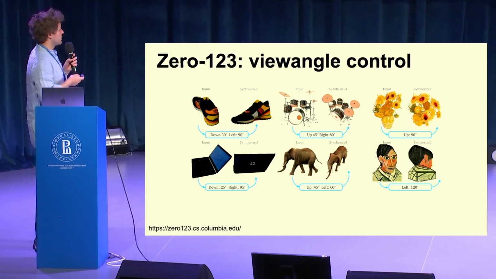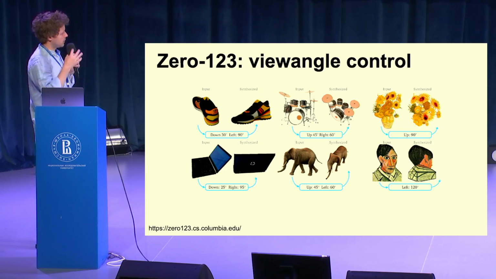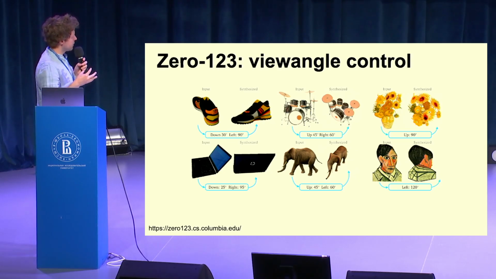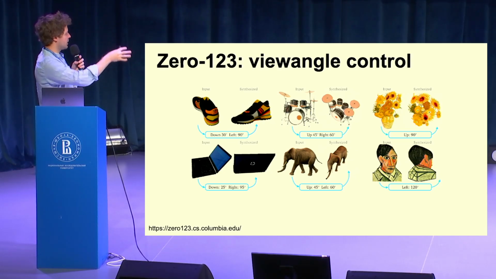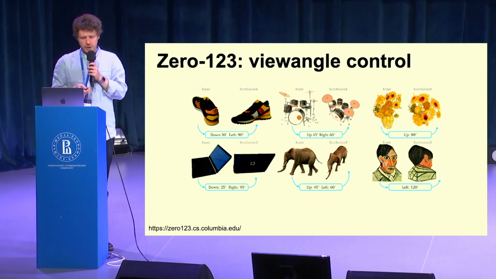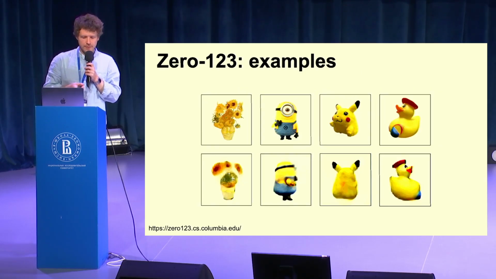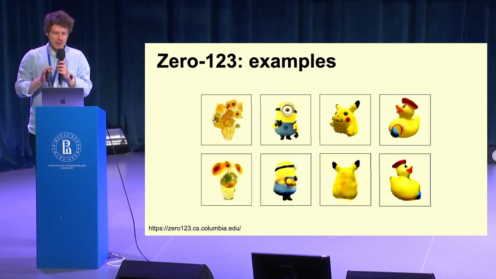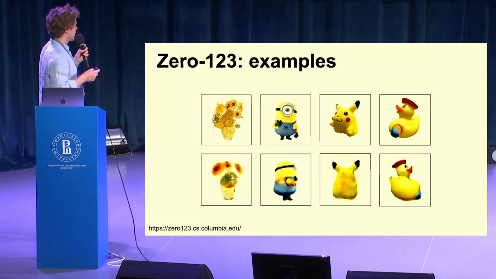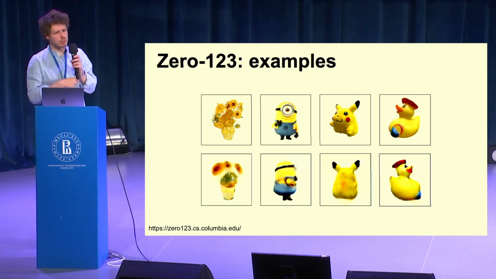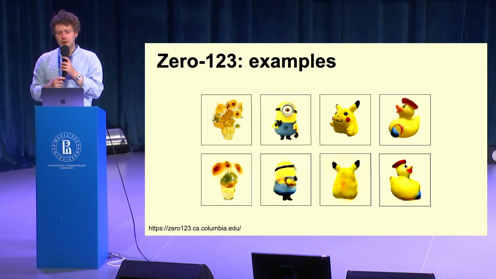So how does it work? These are examples of model outputs when you give an image and an angle. And then you can also run a text to 3D algorithm to produce some outputs. Some examples of outputs are given here. This is a work called 0123, which I believe was published this spring.